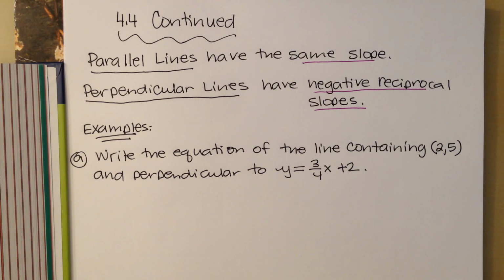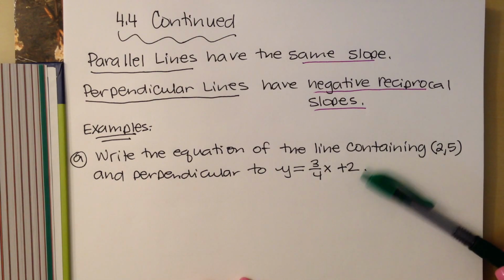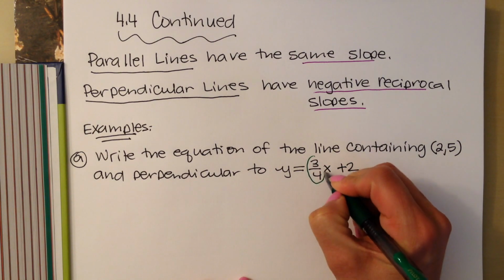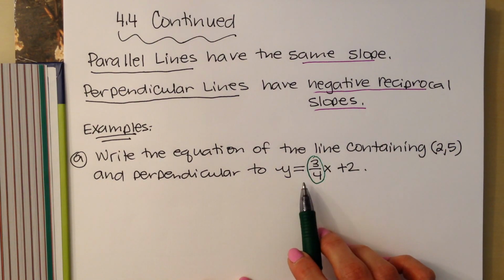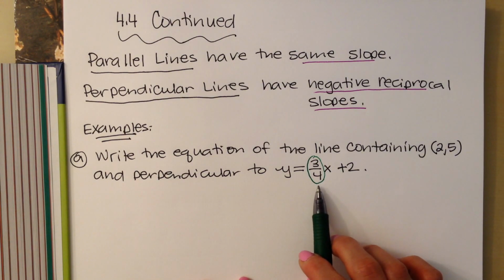The example asks, write the equation of the line containing the point (2, 5) and perpendicular to y equals 3/4 x plus 2. So perpendicular lines have negative reciprocal slopes. How do I find a line that's perpendicular to this one? Well, first we have to look at the slope. Since this is in slope-intercept form, I can easily figure out that the slope here is 3/4.